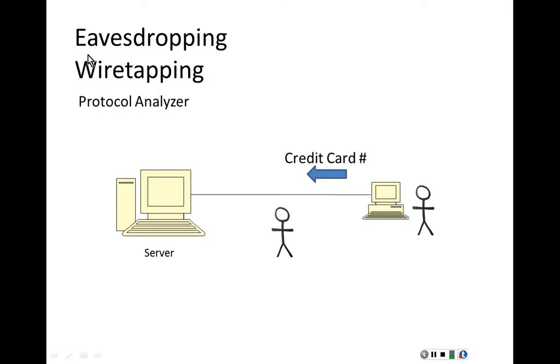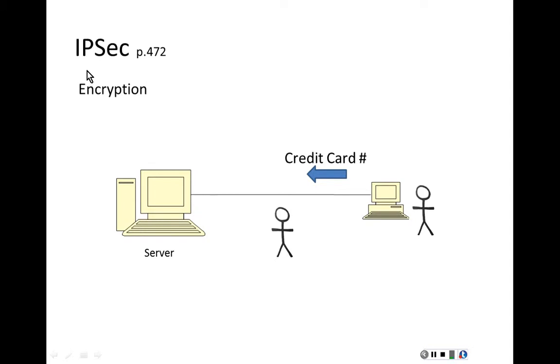Now, let's look at another threat, the threat of eavesdropping or wiretapping. The example is that a bad guy with a protocol analyzer has tapped into the wire. And then if he does, then he can steal credit card numbers or passwords which go over the wire. So what we can do is we can encrypt the data which goes over the wire. And that is called IPSec, for IP security.